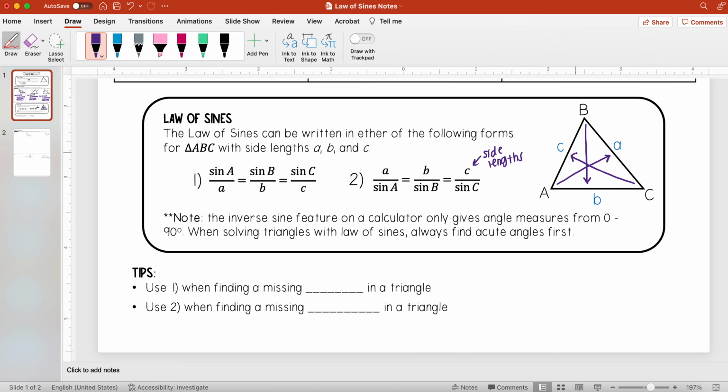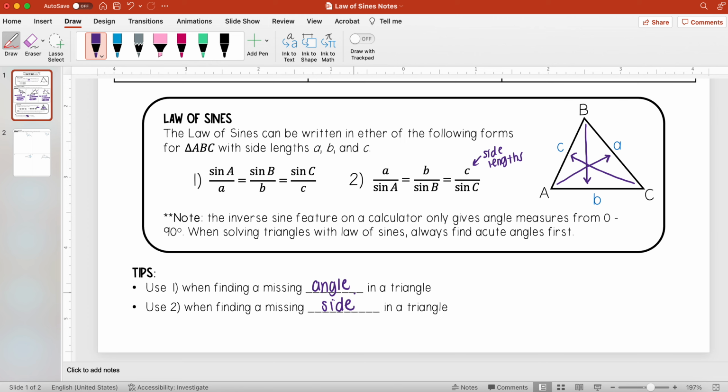And so just some tips for when we go into some examples in the next video. You're going to use that first format and that second format when you're finding a specific thing. You're going to use number 1 when you're finding a missing angle in a triangle, and you're going to use 2 when you're finding a missing side in a triangle. We'll see an example of both of those cases in the next couple of videos.